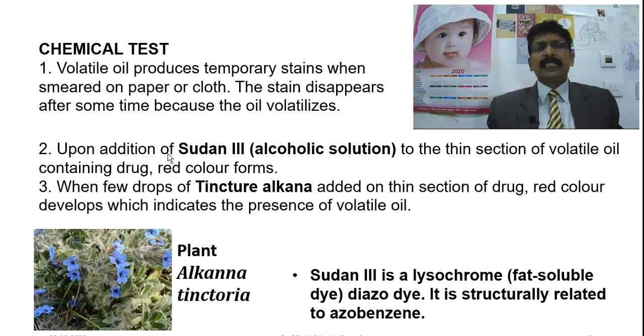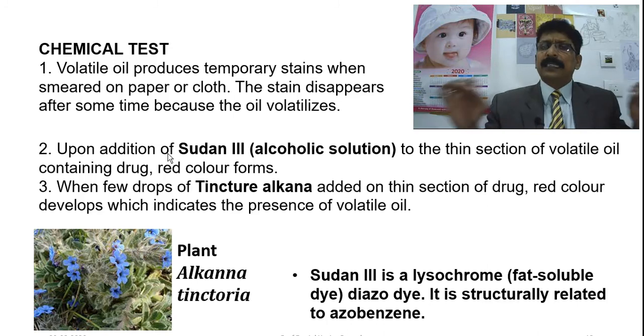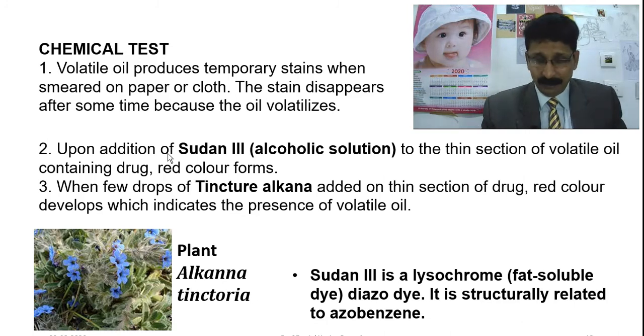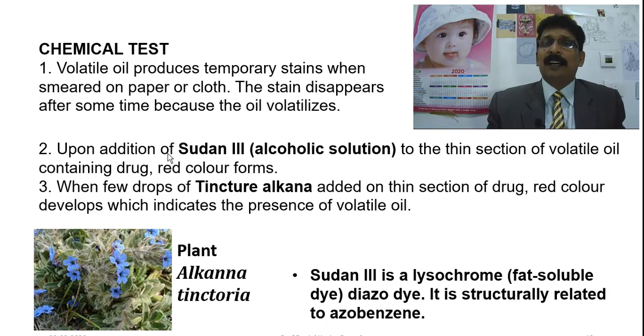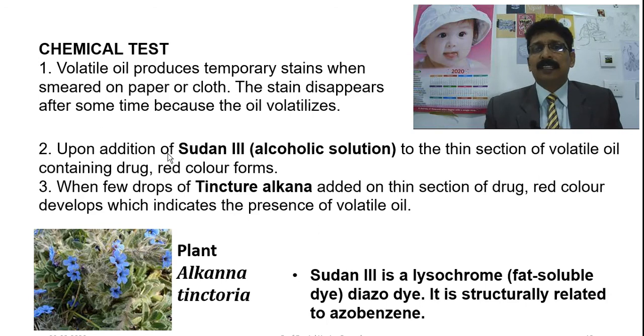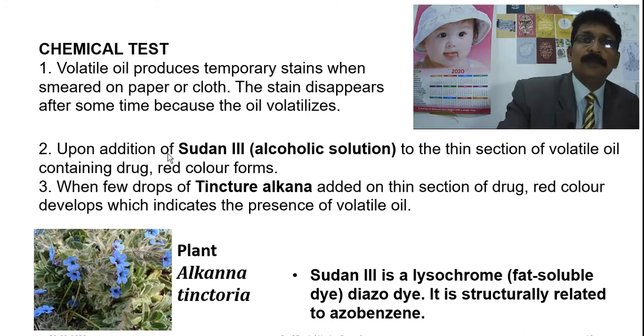So the identification tests, 3 tests, are very simple once you remember the procedure. First one is very simple, stain on the cloth or paper. Second one is Sudan 3, if you remember, lysochrome. Third one, you can see the tincture of the Alkanna plant. Finished. And the color is also similar, red color. Understand? So that is what we have to remember.